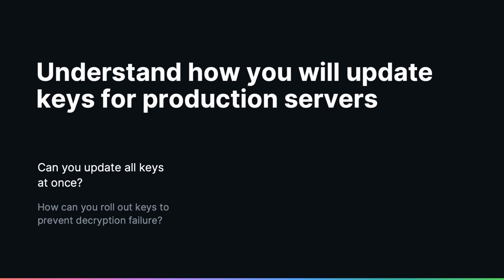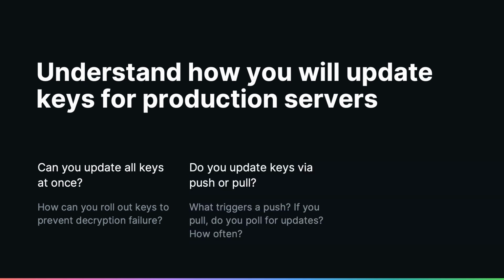Can you orchestrate updating all of your keys at once? If not, how can you roll out your keys to prevent this potential decryption failure? We have a centralized key management system that we push out updates. Do you update keys via push or a pull? What triggers a push? If you use a pull system, how do you trigger a pull? Do you pull for updates? How frequently do you pull?